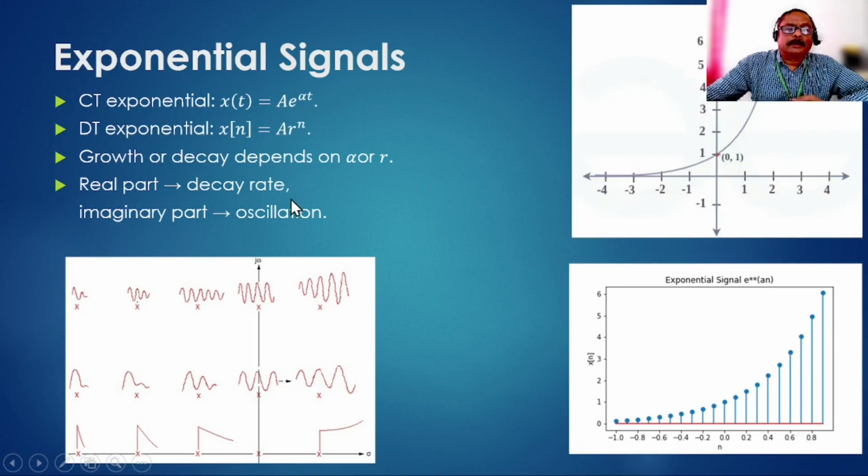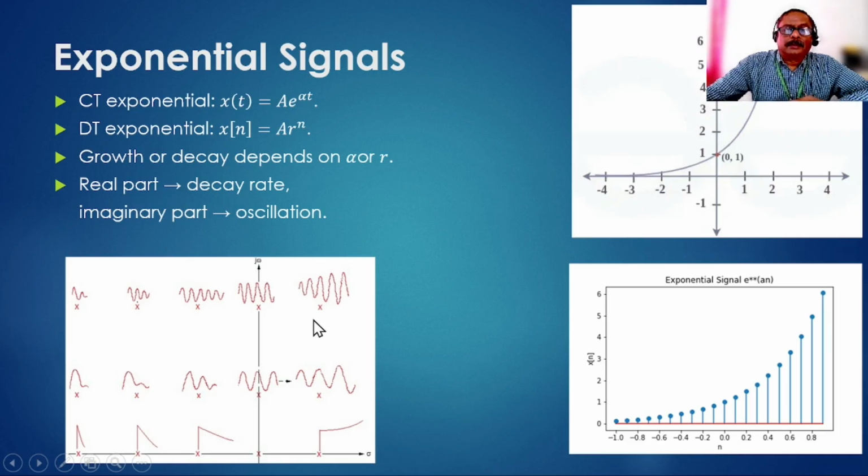The more up you go, the faster the oscillations will be. The frequency of oscillation keeps increasing. Therefore we call the imaginary axis omega. Omega is the frequency in radians, whereas the real component we call sigma. So this is a complex plane.